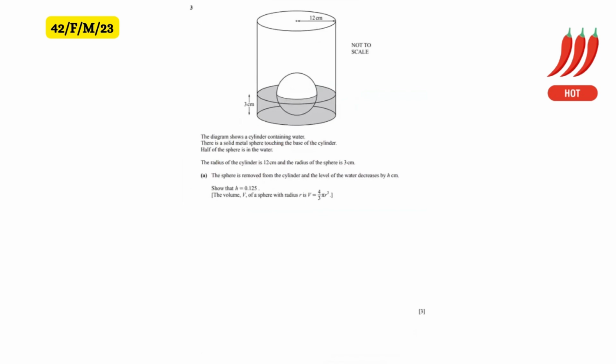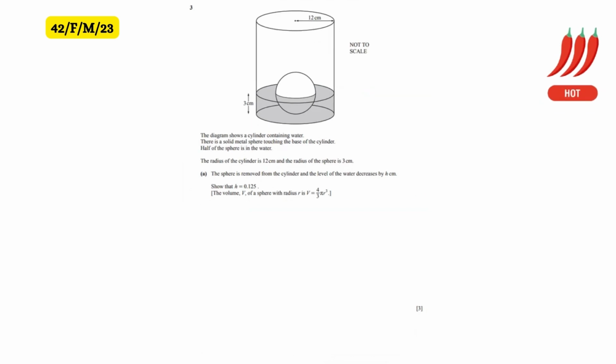Question 3 says diagram shows a cylinder containing water. There's a solid metal sphere touching the base of the cylinder. Half of the sphere is in the water. The radius of the cylinder is 12 centimeters and the radius of the sphere is 3 centimeters. The sphere is removed from the cylinder and the level of the water decreases by h centimeters. Show that h is 0.125.